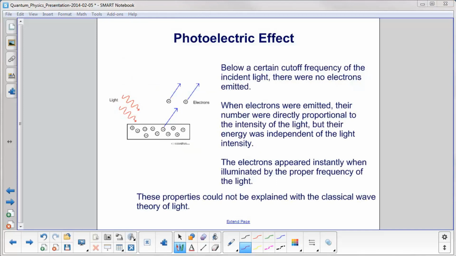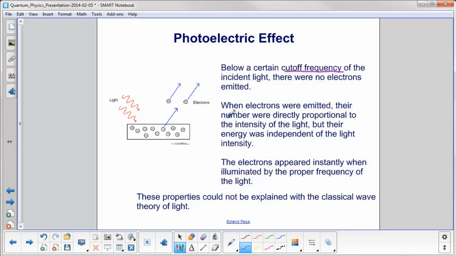The researchers found some pretty incredible effects. For example, below a certain cutoff frequency of the incident light, there were no electrons emitted. When you got a higher frequency of incident light, then electrons were emitted.